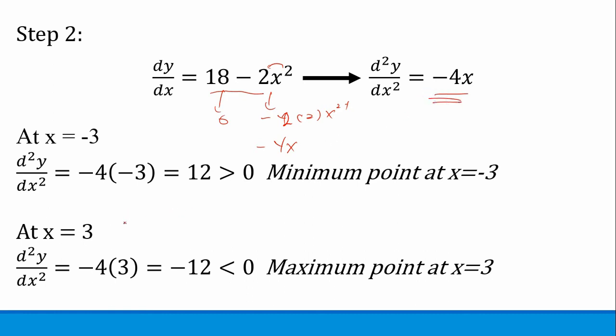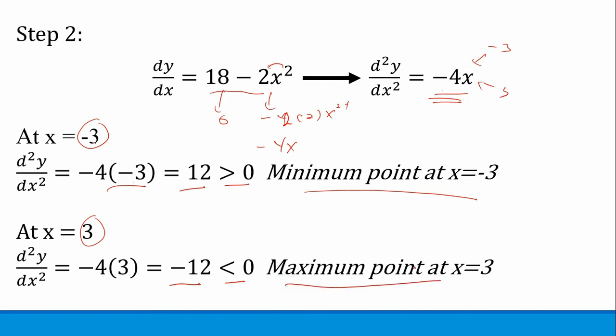And I want to identify whether it is a maximum or minimum point, for which we have negative 3 and 3. So we just substitute first, for this one, negative 4x. First we substitute negative 3, and you get 12, which is greater than 0, so it is a minimum point. And then I substitute 3, and negative 4 multiplied by 3, you get negative 12, which is less than 0, so it is a maximum point.